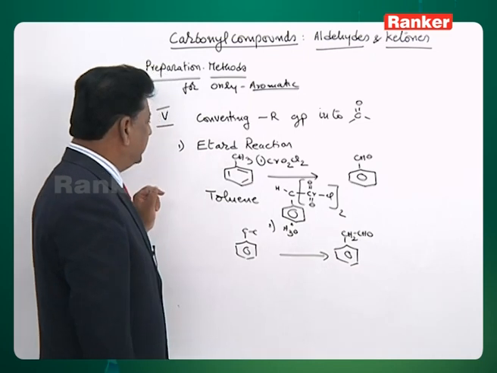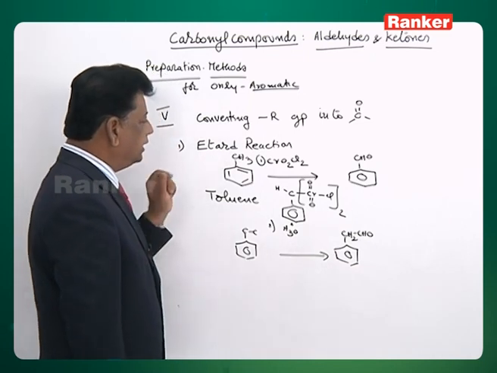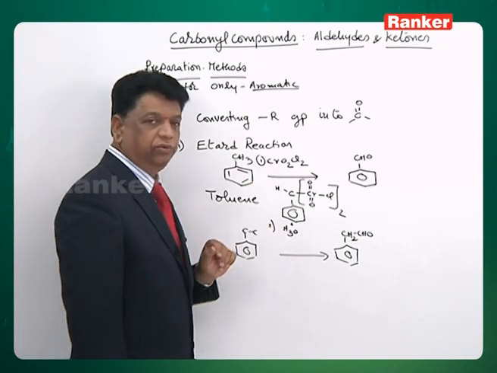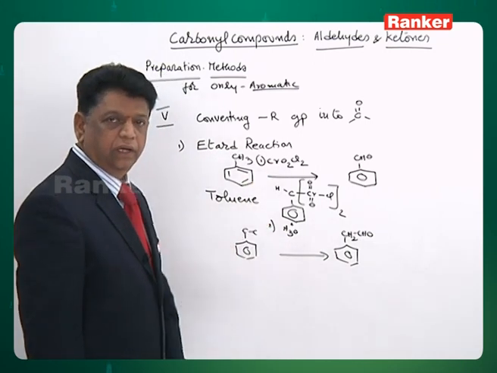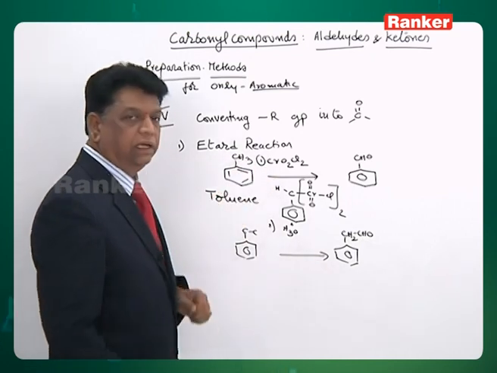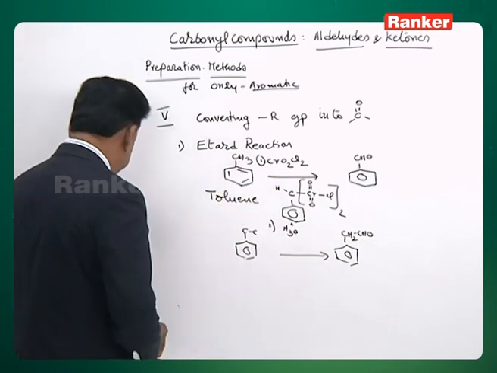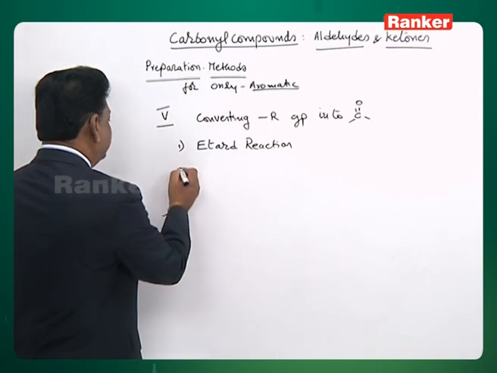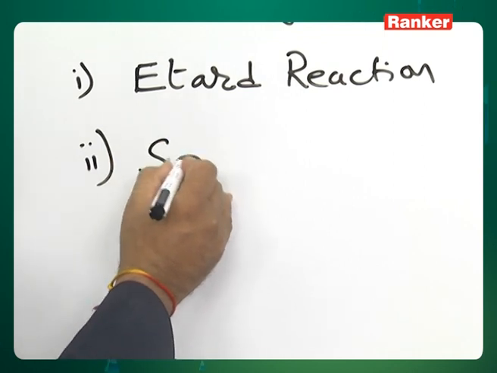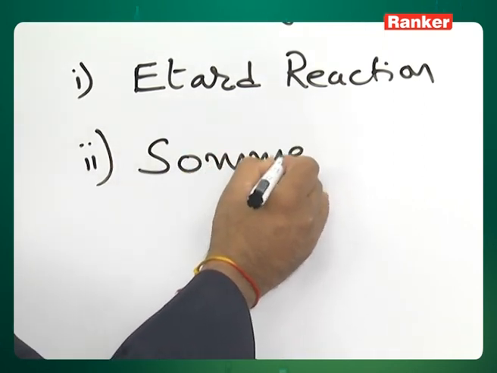This is a name reaction called the Etard reaction. Being a name reaction is one point, and the reagent is also unique, chromyl chloride. Usage of this unique reagent in this reaction is again one of the specialities. Let us go to another method, the second method. That is also a name reaction called the Sommelet reaction.